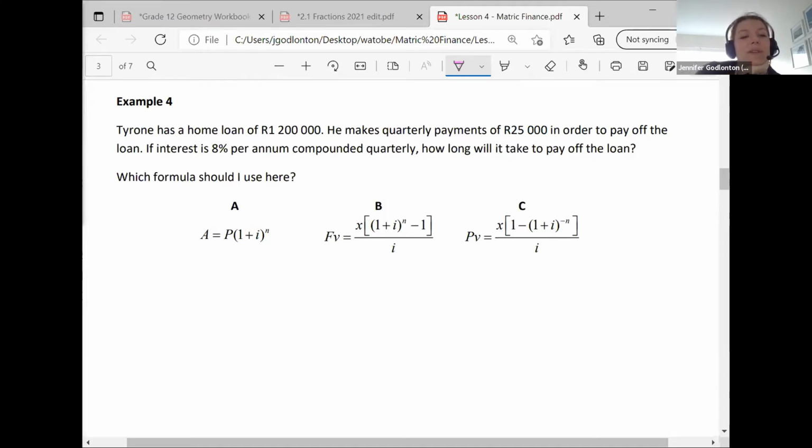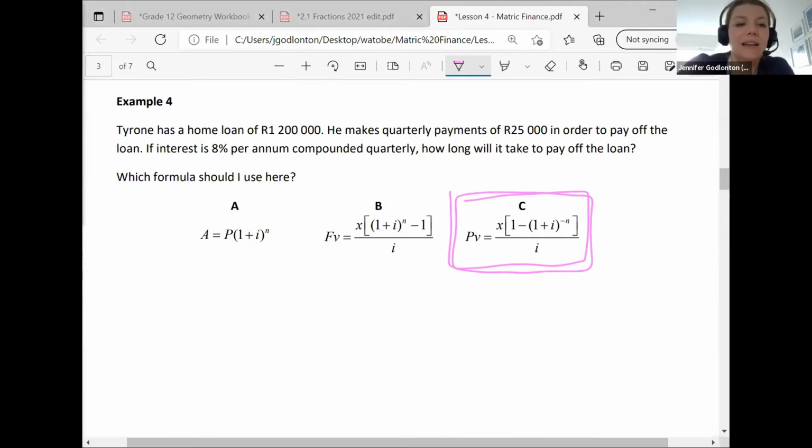Okay, we've got some B's and we've got some C's. It absolutely is C. So well done for everyone who said C. It very much is C. And the reason it's C is because we have a loan. So loan is telling us present value, and quarterly, so regular payments, that's telling us that's our X value, which means we know it is an annuity. Okay, so because of those keywords, we know that it's a present value annuity.